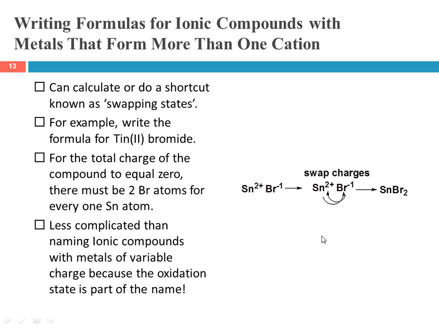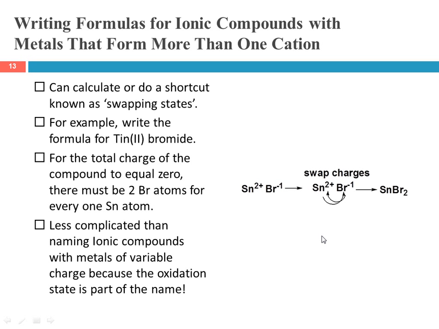Okay, well, if you're given the name of a transition metal, or an ionic compound with a transition metal, if it's the proper name, it's going to give you the oxidation state, right? So if we look at this name here, tin 2 bromide, that 2 stands for not the number of atoms, it stands for the oxidation state. So it's given to us. We don't have to go through any calculation to figure it out. So it works just like we've done before.